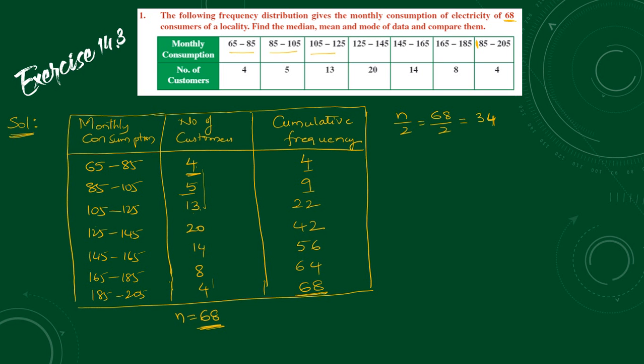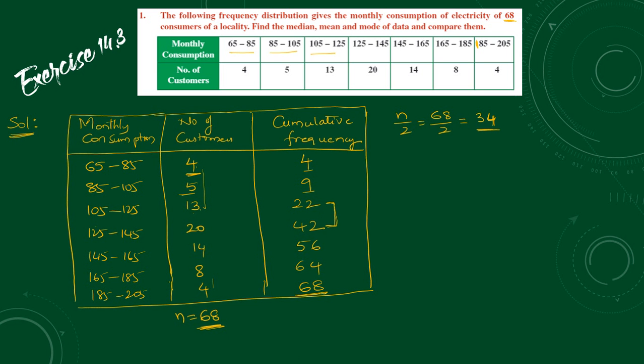So what is the half of it? 34. So where does 34 exist? So here till here how many values come? 22. So after 22 only, we are going to have 34. So that means 34 lies in between this and this, right? 22 lies in between 22 and 44.